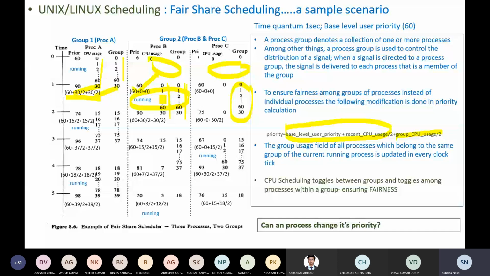If this happens, then these values will be 60 plus 15 by 2, 15 by 2, which becomes 74. This becomes 60 plus 30 by 2, 30 by 2, which becomes 90. And this one becomes 75, 60 plus 0, and 30 by 2. So can you look at the values here: 74, 90 and 75. Which one will actually be scheduled?